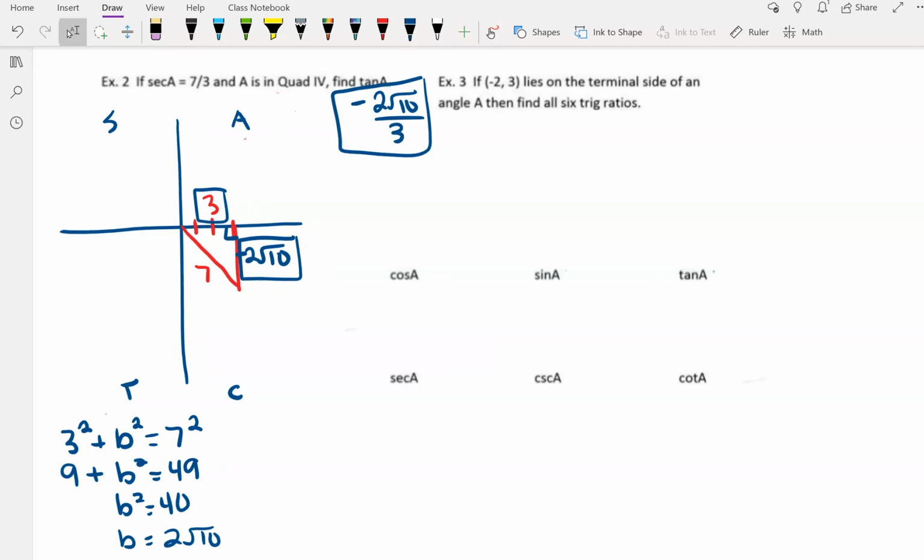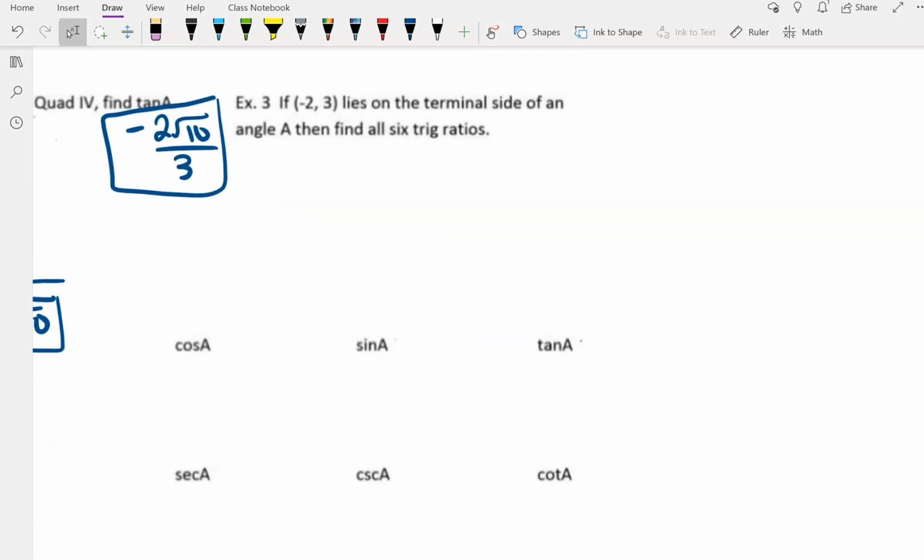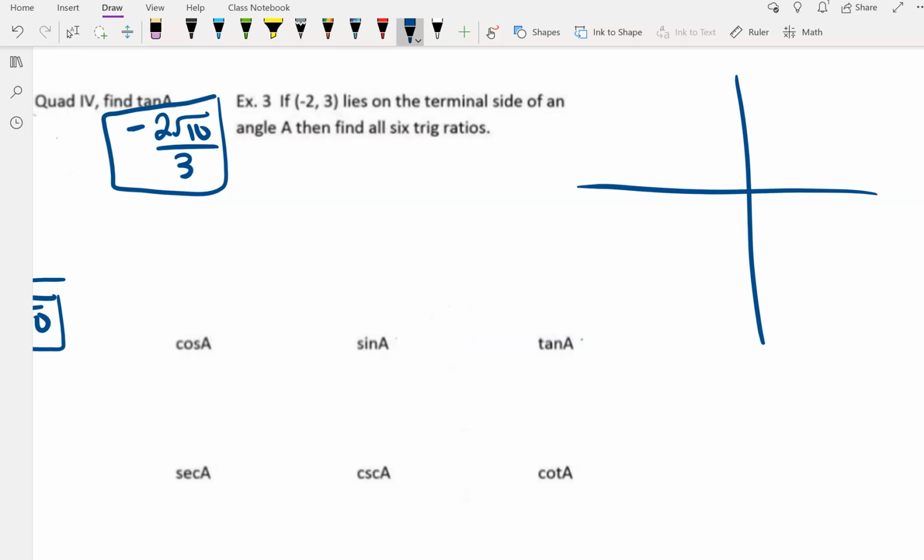So the answer for tangent of A is negative 2 root 10 over 3. Now we'll do the same thing, but we'll find all of the trig ratios. So negative 2, 3. And then I'm going to draw that angle. Negative 2, positive 3 will be the sides of the triangle. And then this will be my A in here.